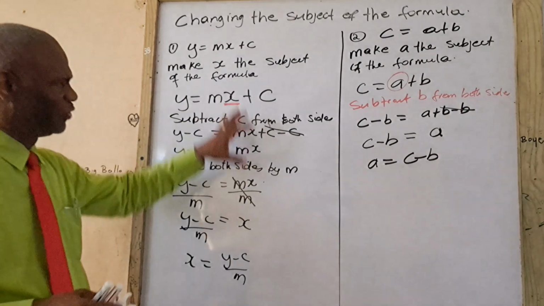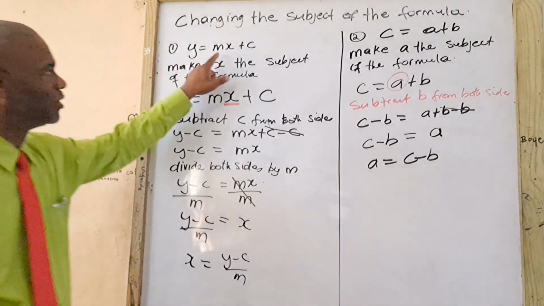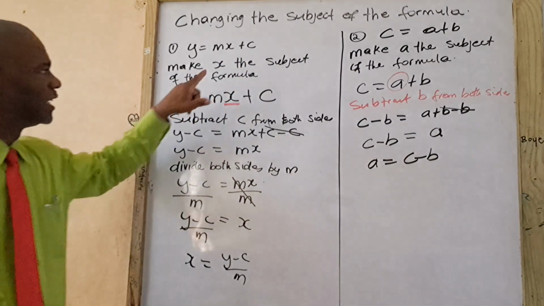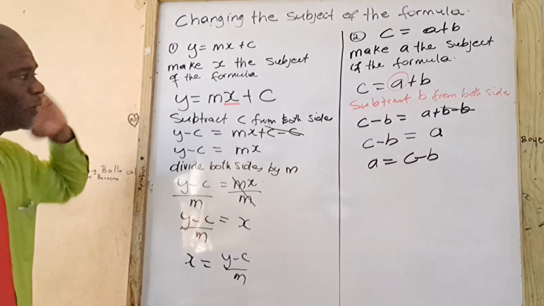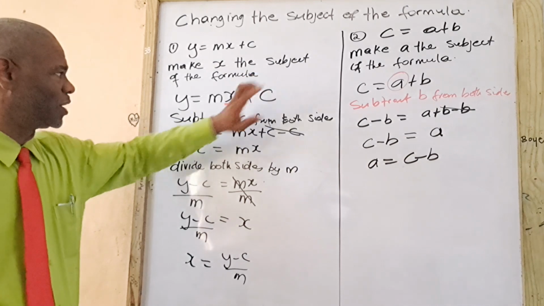So let's just review this. We have y is equal to m times x plus c. We are asked to make x the subject of the formula. So we just rewrite the formula or the equation.